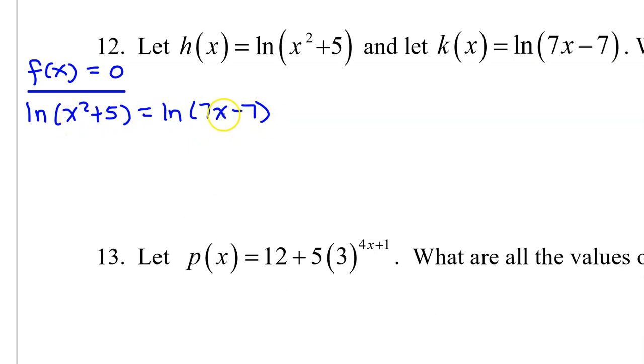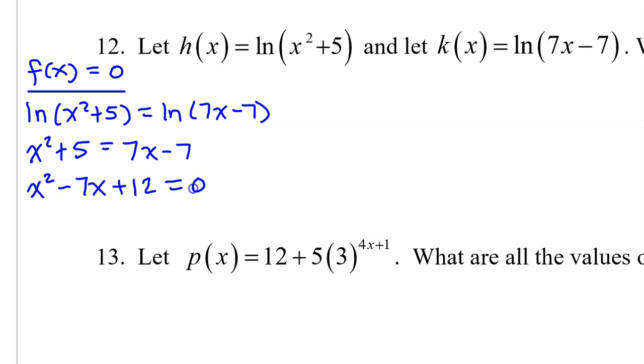When a log is equal to a log, the argument on the inside is equal to the argument on the inside. So x squared plus 5 is equal to 7x minus 7. We can solve this equation by getting 0 on one side. So I'm bringing down the x squared, and I am subtracting 7x from both sides. So x squared minus 7x. Let's add 7 to both sides, and we get plus 12 is equal to 0.